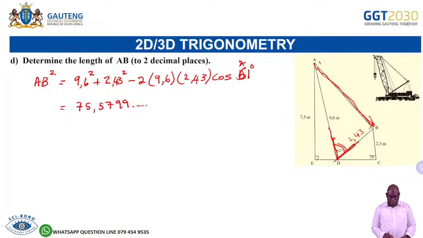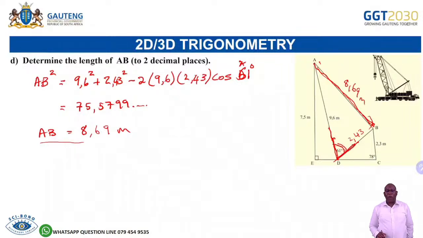75,5799. Now, therefore, AB will be the square root of that, which is going to be 8,69. Right. So this is in meters. Please don't forget to put units there. So that is in meters. So the length of AB is 8,69.